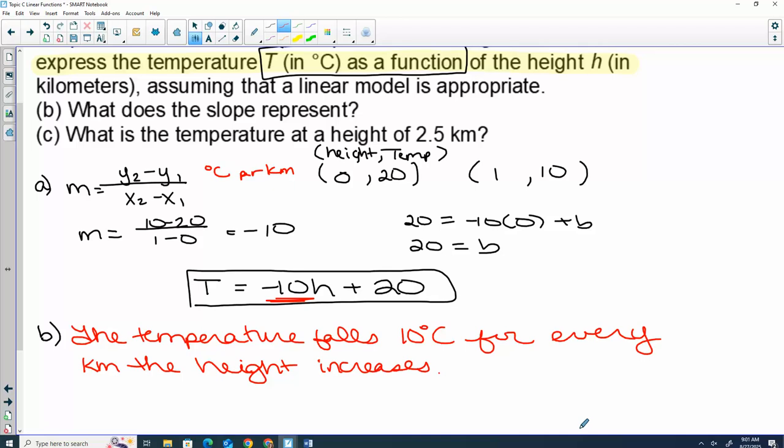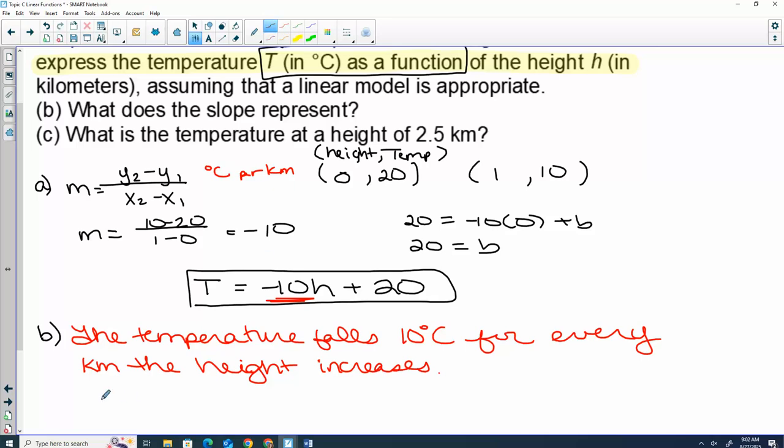So if I'm asking you to interpret the slope, you should use both the number and units in that sentence. Think of it as a negative is the falling. It was 10 degrees Celsius over 1 kilometer. So it falls 10 degrees Celsius for every 1 kilometer your height rises. Does that make sense? Next question.